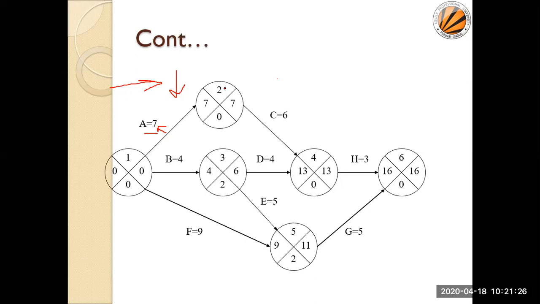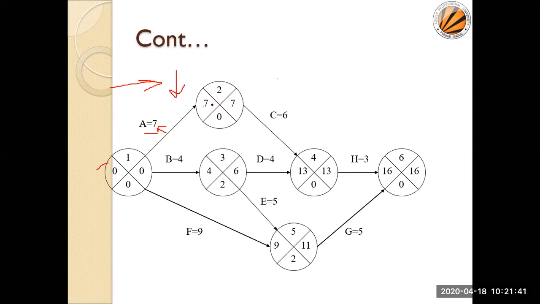Then towards right 2, then downwards 3, then the right 4, 5 and 6. This way we are writing this number. And now how are we calculating this? This is my forward pass. Here we are copying 0. 0 plus 7, that becomes 7.